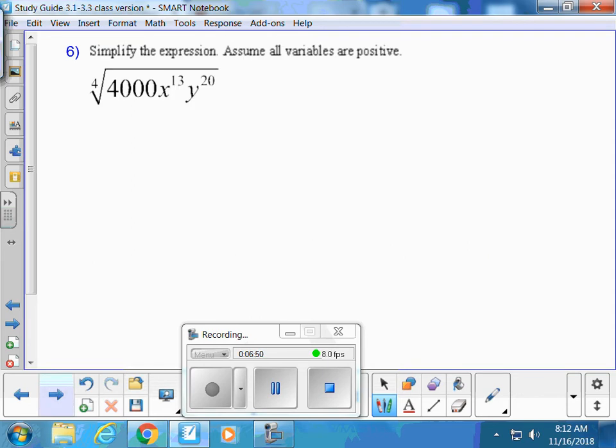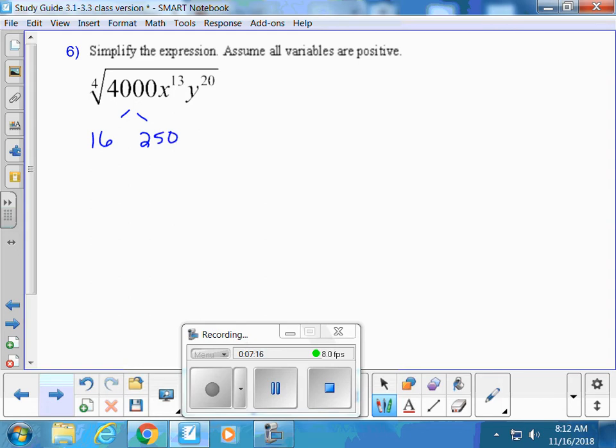Alright, number 6, we're going to break down that 4,000 so that one of the numbers is a perfect 4th root. So, what did you go with? Anybody that started this one yet? Too hard. I forget. 16 and 250. Yeah, I think that's what I did yesterday. I was working on this one yesterday with someone after school.